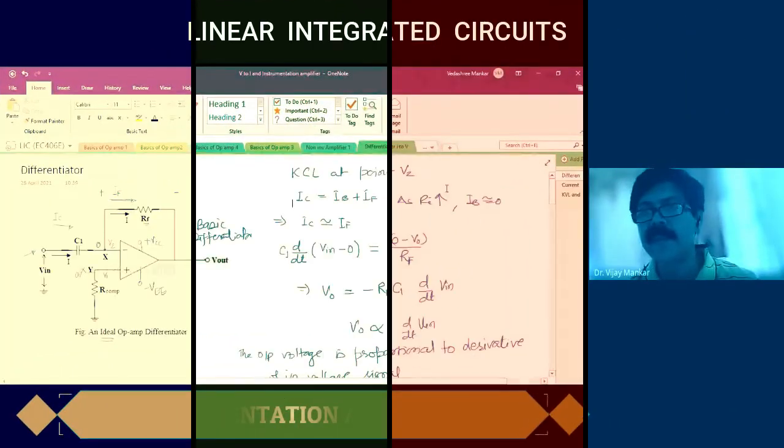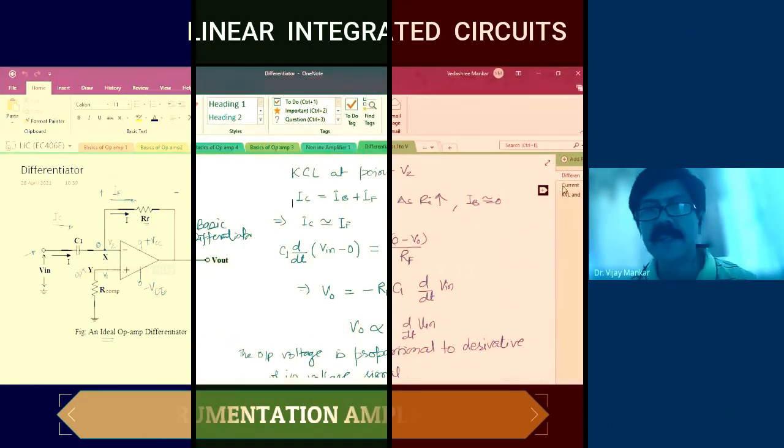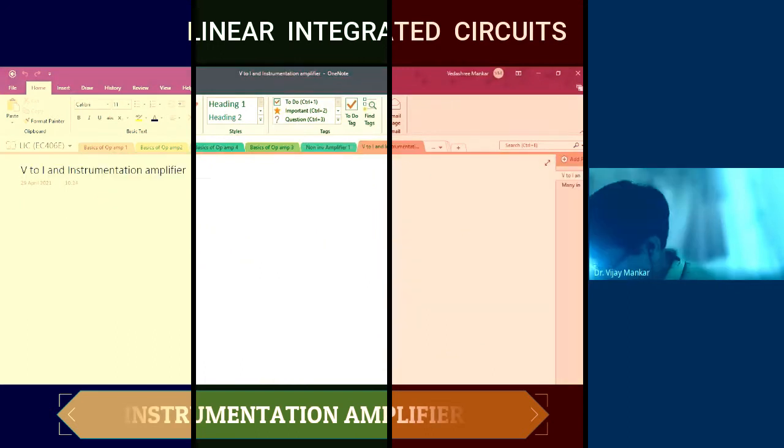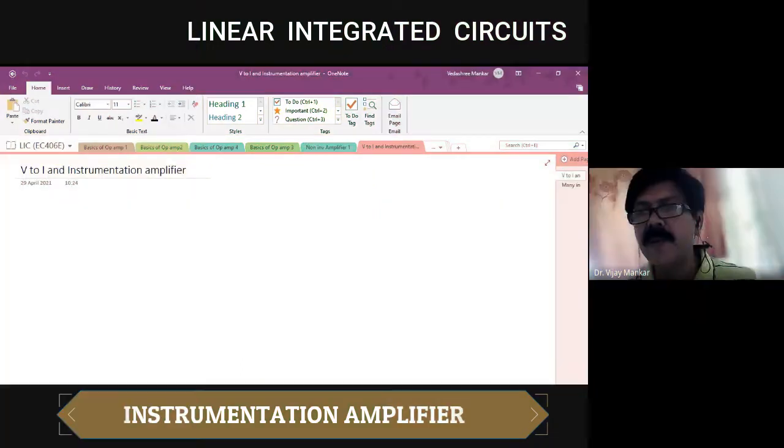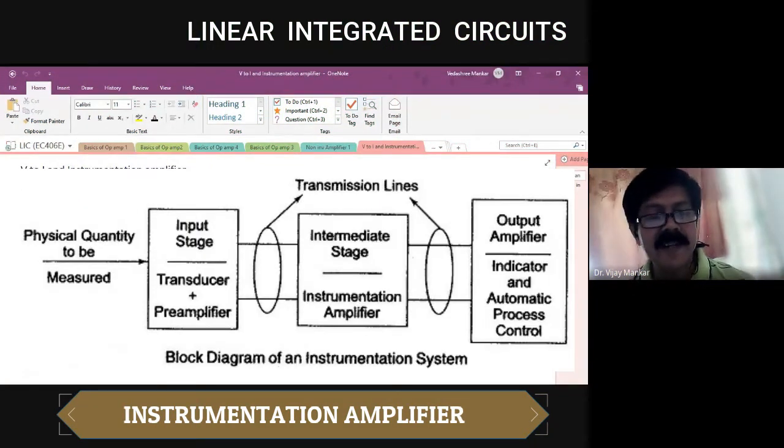Yesterday, we have seen the differentiator and then the current to voltage converter. क्या लगता है आपको, इंस्ट्रूमेंटेशन एम्पलीफायर होगा? इंस्ट्रूमेंटेशन, ये वर्ड आने से क्या लगता है आपको? ये देखो, ये डेफिनेशन में लिखवाता हूँ या ये इस तरीके से बता रहा हूँ.